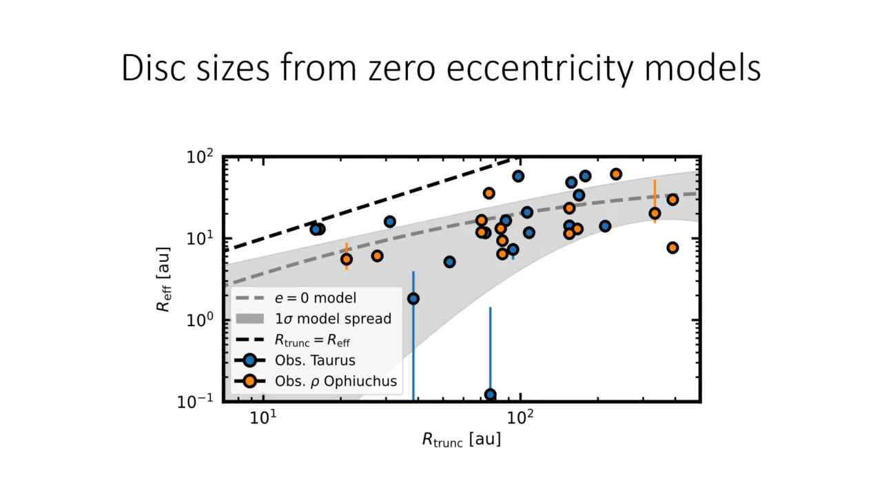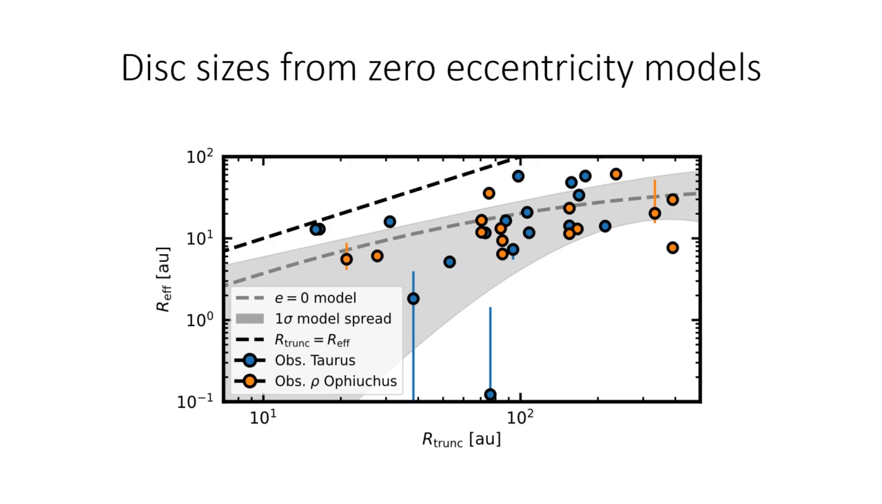In Taurus, Manara et al. found that the observed disk sizes are too small to be explained without invoking very high eccentricities. To compare our model predictions with those observational results, we compute disk dust sizes from our models at ALMA wavelengths. In this figure, the radius enclosing the 68% of the total dust flux, R_F, on the y-axis, is plotted as a function of the disk truncation radius, R_trunc, on the x-axis.